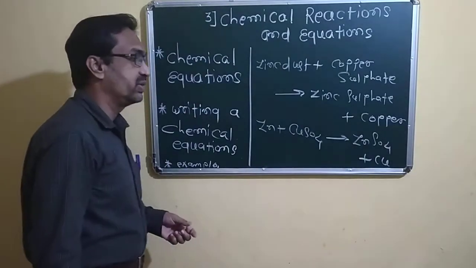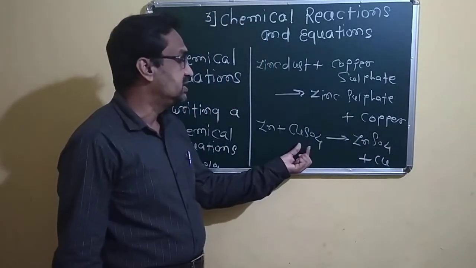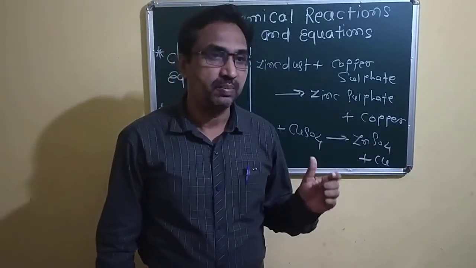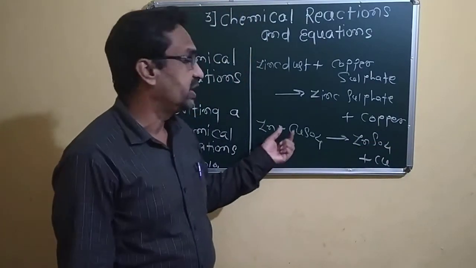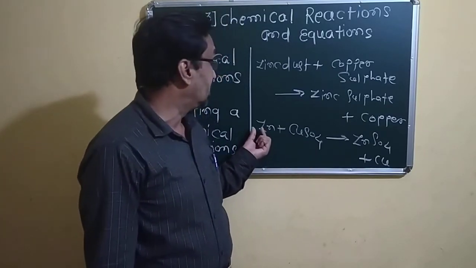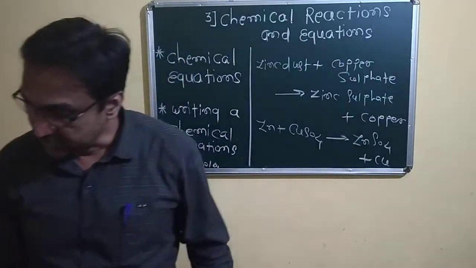So a chemical equation is written in this way. In the chemical formula, we show how many atoms or molecules of a particular element are present. According to their valency, we have to write down the chemical formula of the elements taking part in this reaction.